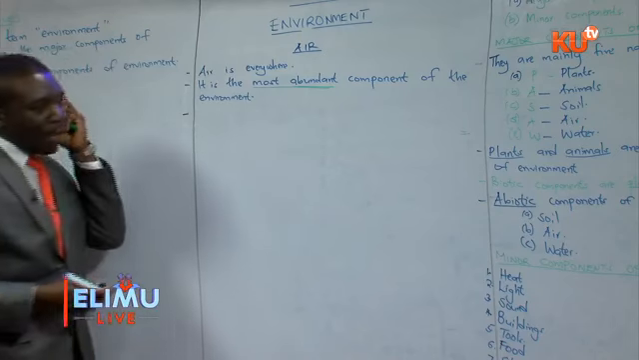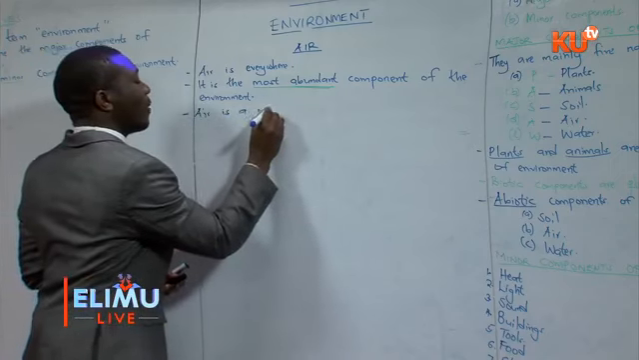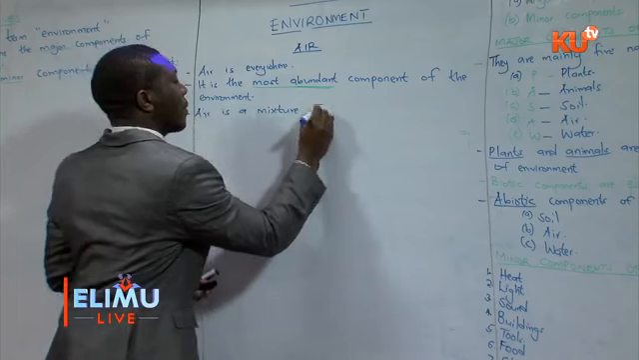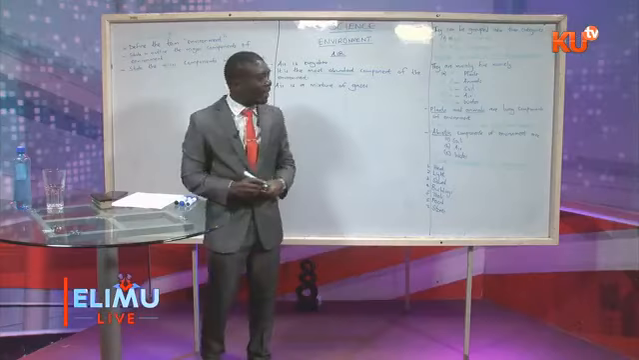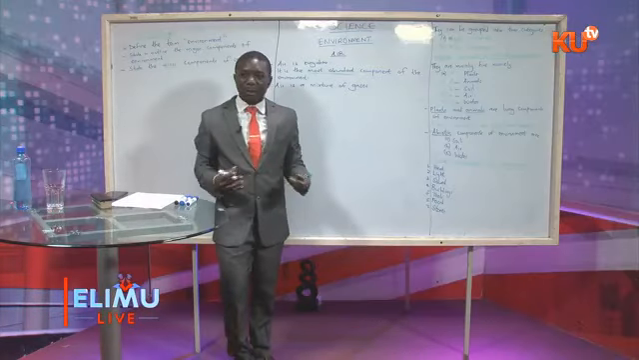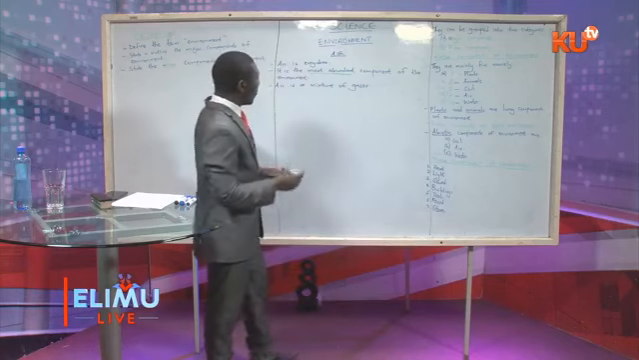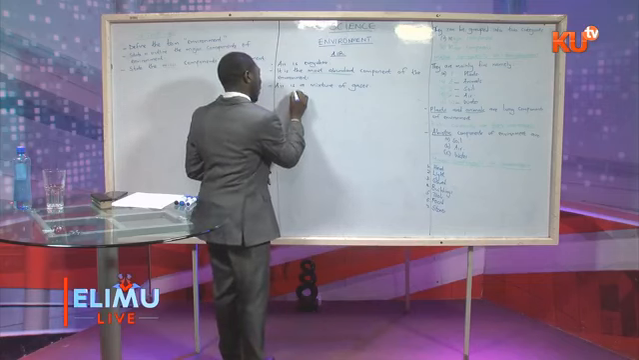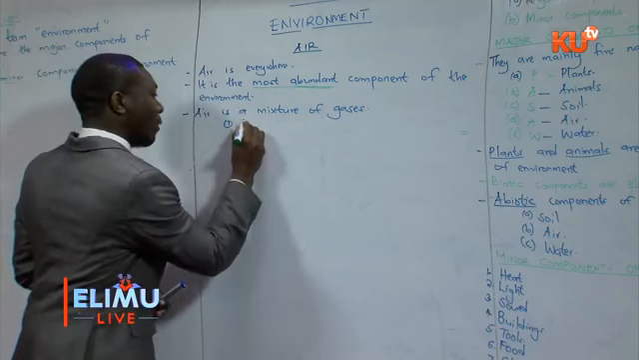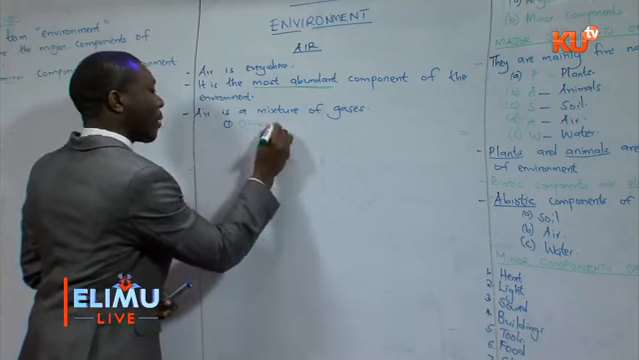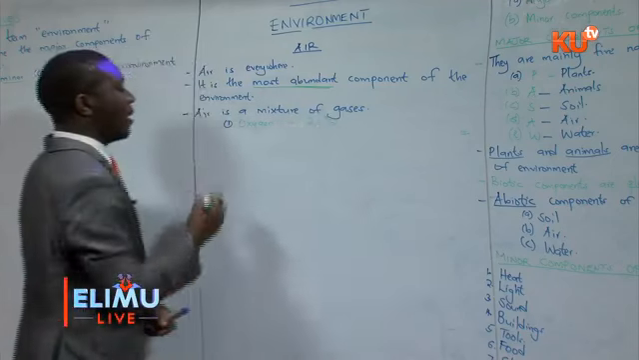Number 3, air is a mixture of gases. This air, in science, we usually say that we breathe in air. We don't breathe in oxygen, but we breathe in air. So that's why we say air is a mixture of gases. Some of these gases that comprise air. 1, we have got oxygen, and we know oxygen occupies 21% of the environment.